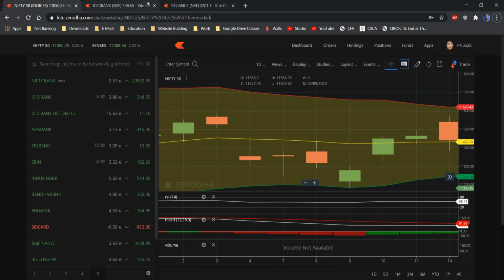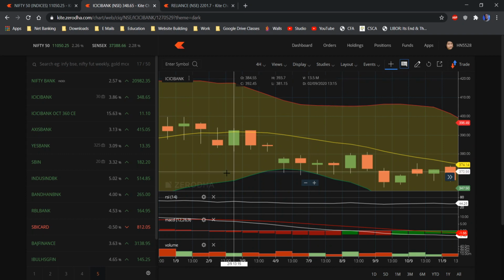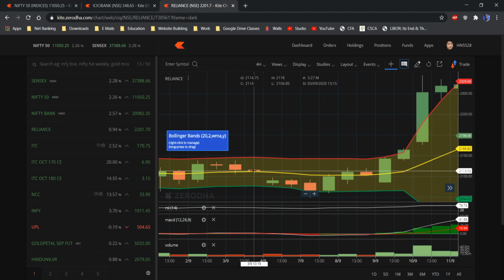At the same dates, from 3rd September to 9th September, you can see here this is ICICI. It was at 392.5, roughly 392. From there, 3rd, 4th, 5th, 6th, 7th, 8th. On the 8th, it came to as low as 370. From 393 to 370. That's again a crazy drop in ICICI as well. The same happened with Reliance also.